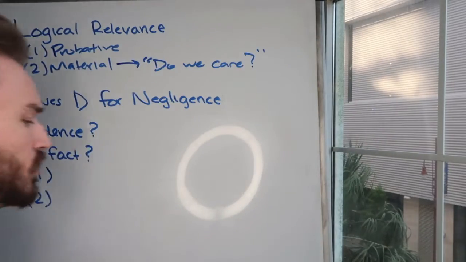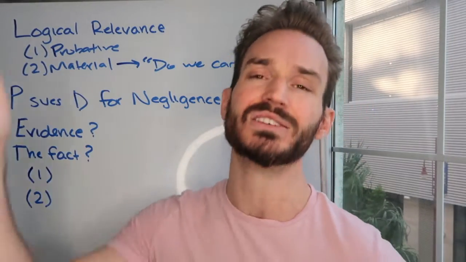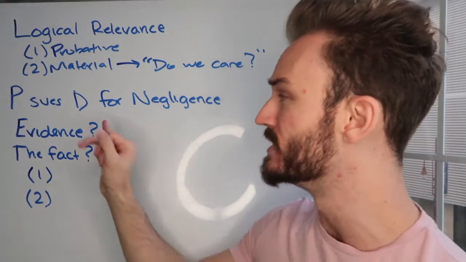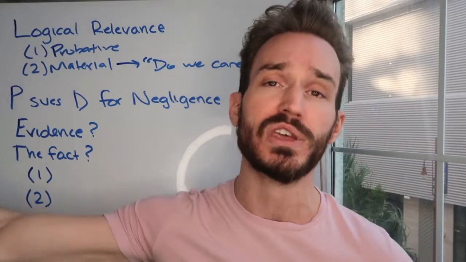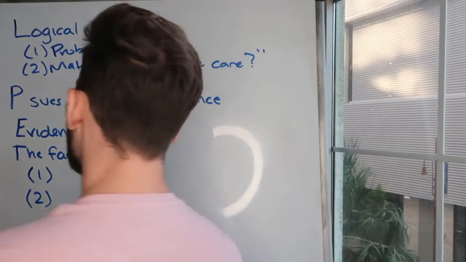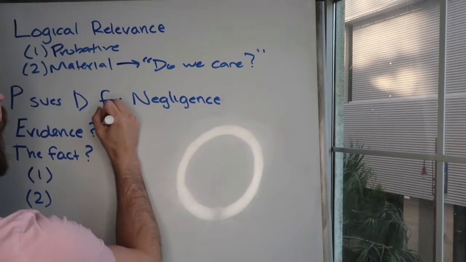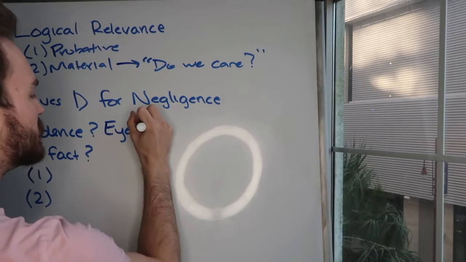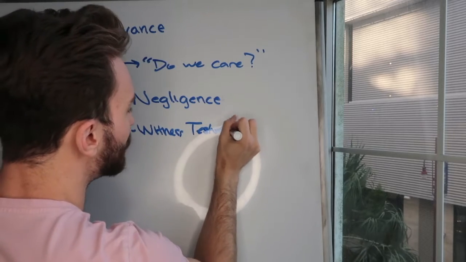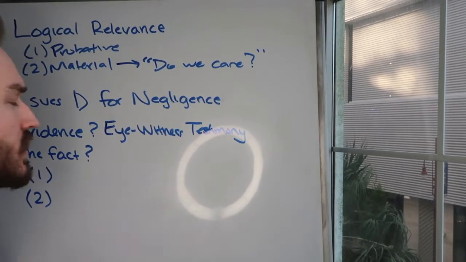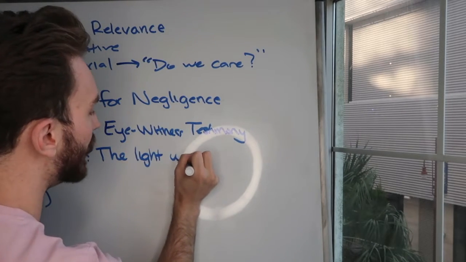And let's say that the plaintiff wants to introduce eyewitness testimony. Let's say we had a witness that was at the scene of the accident, and that witness is going to testify that the light was red when the defendant ran through the intersection and hit the plaintiff's car. So what's our evidence here? The evidence being introduced would in this case be eyewitness testimony. We have eyewitness testimony. And what is the fact being alleged here? That the light was red.